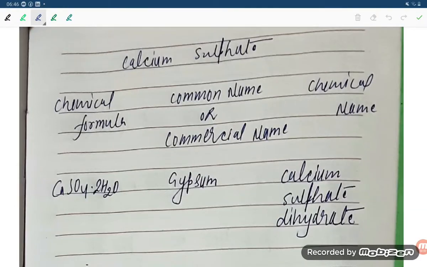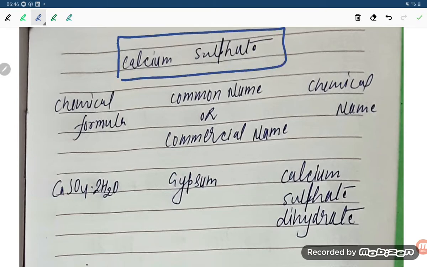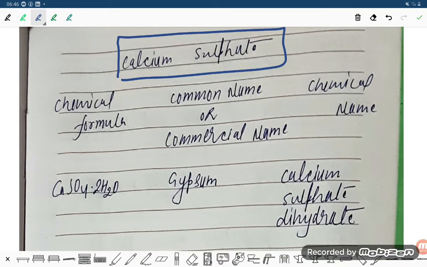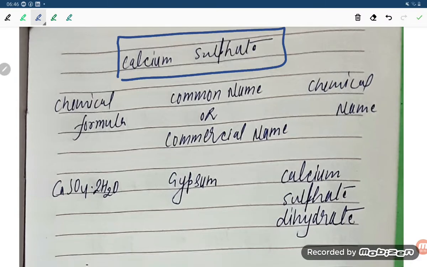Hello, good morning, students. Let us have a look at calcium sulfate. Calcium sulfate is also an important compound of calcium, like quicklime, slaked lime, and limestone. So, dear students, when you talk about calcium sulfate, it occurs in different forms.